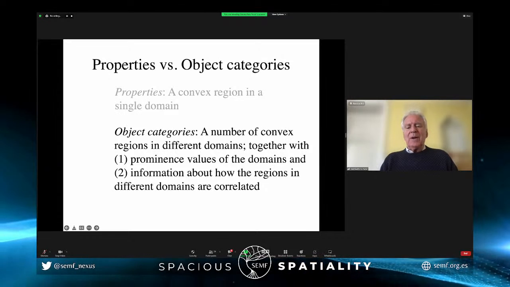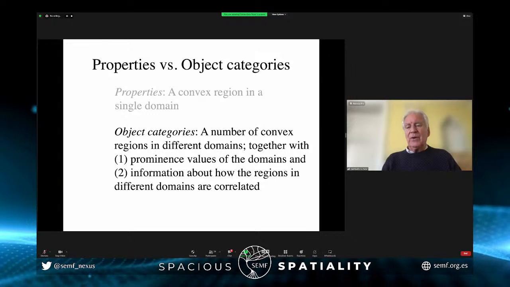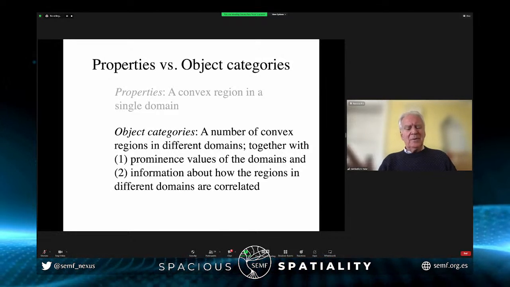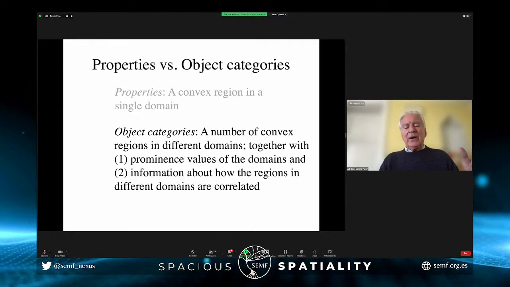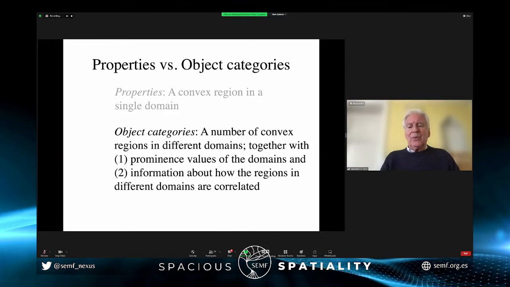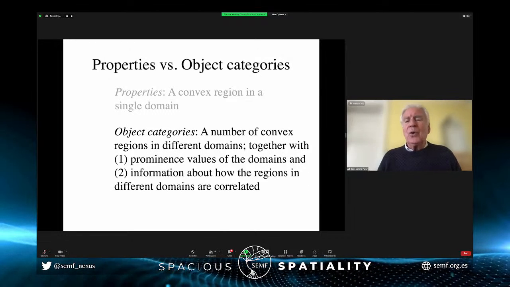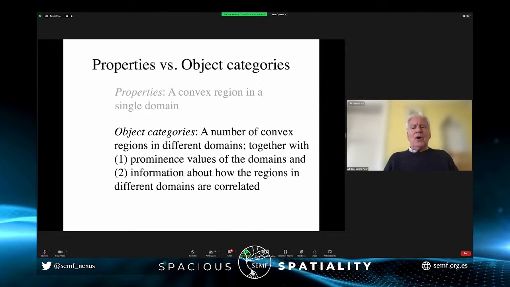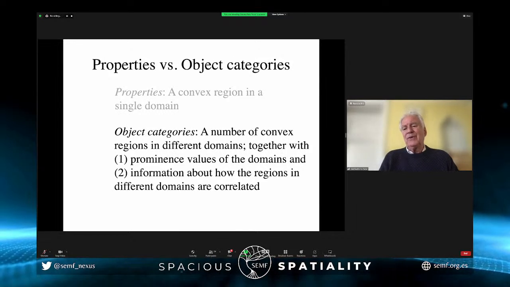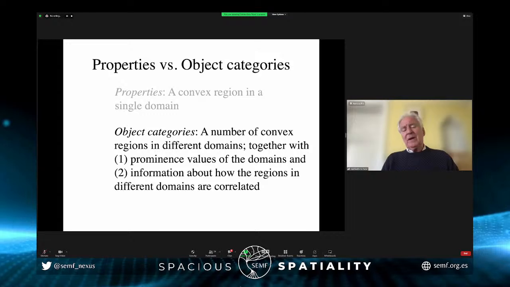One way is that some domains are more important than others. So for apple, maybe the taste and the shape domain are the most important ones, at least when you're a child. And furthermore, these prominence values can change when you learn more about the concept, but I don't want to spend time on this. And then secondly, you know about correlations between the domains. So you know that a red apple is in general sweeter than a green apple. There are correlations between the color of a fruit and the sweetness of a fruit, and that's part of the knowledge of objects. Or you know that the barking sound of a large dog has a deeper tone than the barking sound of a smaller dog. There is a correlation between the frequency of the bark and the size of the dog, just to give another example. That's a way of representing basic object categories.